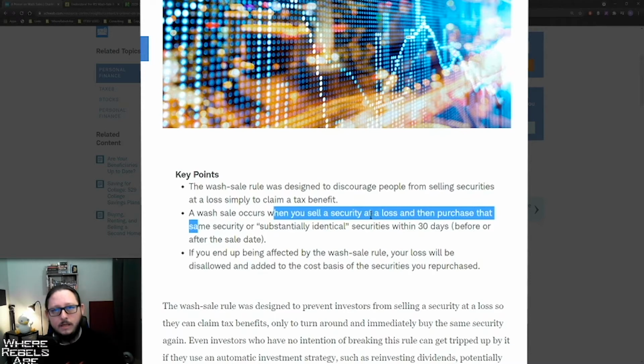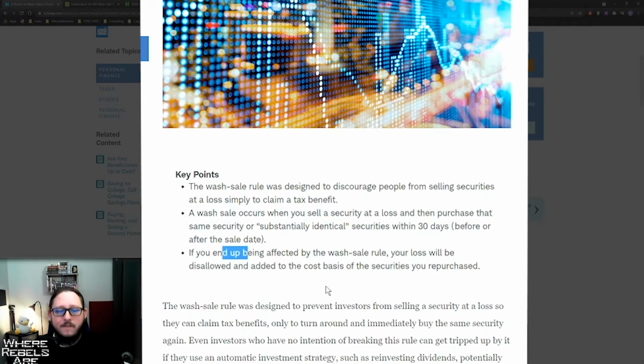Other things could be trading options on the underlying security. While options are a different investment vehicle, it could still be considered substantially identical. So again, don't try to skirt the wash sale rule just to take capital losses on your account. It's auditable. It's not a good practice. But this is what it's set up for.